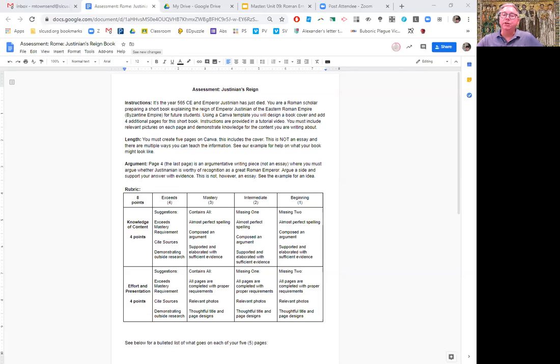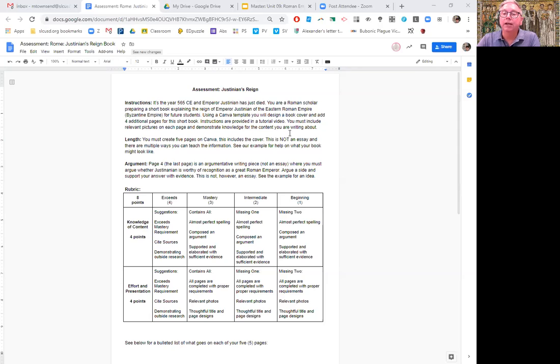All right, assessment, Justinian's reign. The instructions: it's the year 565 CE and Emperor Justinian has just died. You are a Roman scholar preparing a short book explaining the reign of Emperor Justinian of the Eastern Roman Empire, the Byzantine Empire, for future students. Using a Canva template, you will design a book cover and add 4 additional pages for this short book.